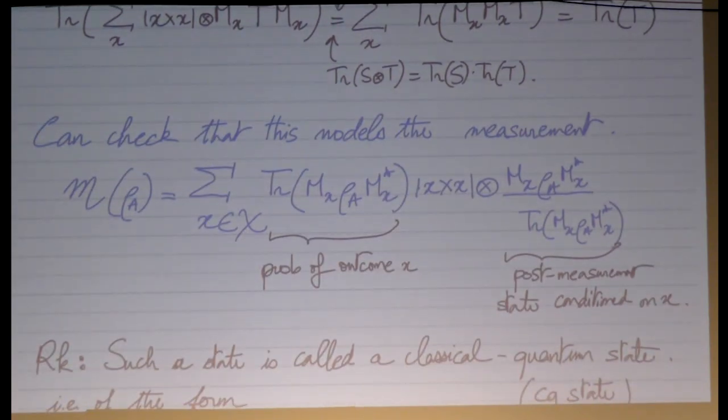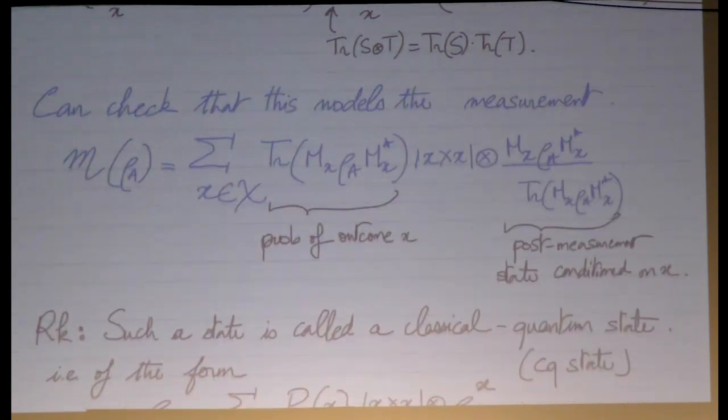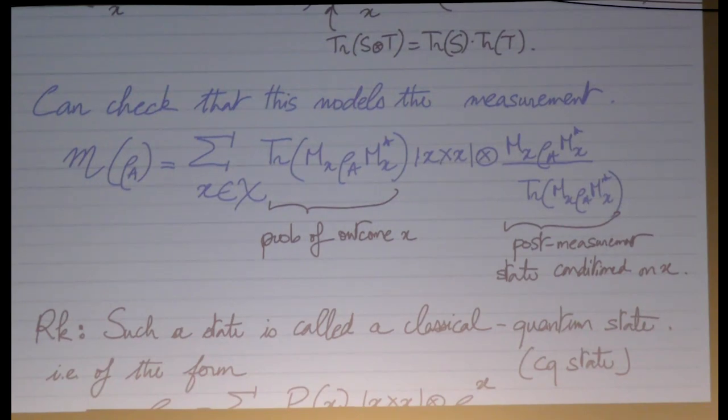Remember, I told you that the probability of the outcome x is given by this quantity. So if I just multiply and divide by this quantity, which we call p of x, remember we called this p of x a few slides ago, I see that this is the probability of obtaining outcome x, and conditioned on the classical register being in the state x, the post measurement state is exactly what I see in the A register.